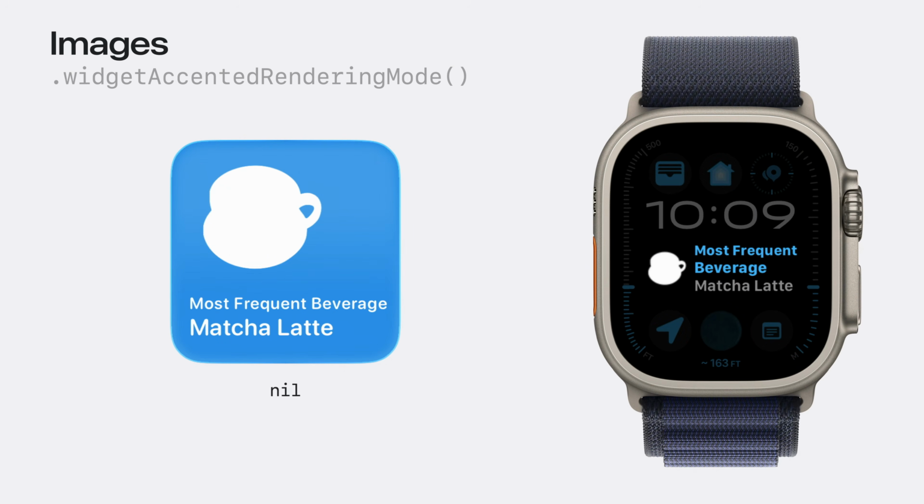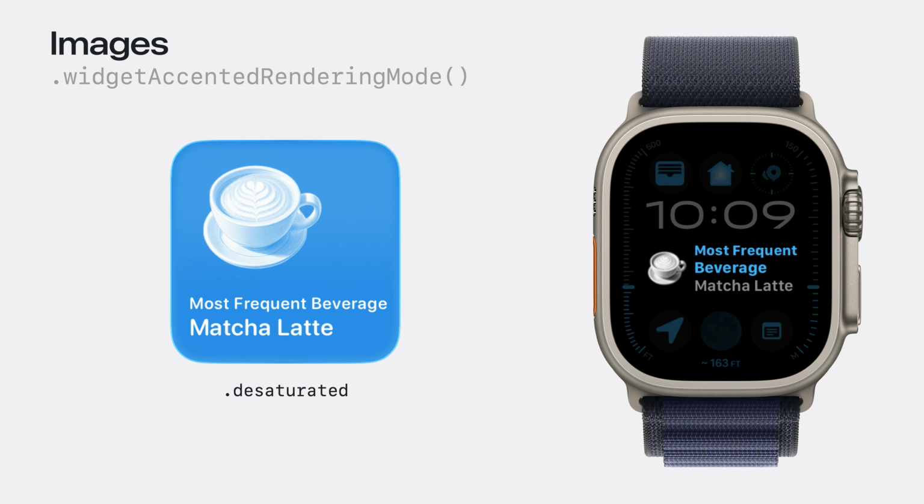For widget accented rendering mode, passing in nil is the same as not applying the modifier at all. It applies the primary content color to the image. For both my iOS and watchOS widget, this makes my image completely white. Passing in accented tints the image to the accent color. On iOS and macOS, both primary and accent colors are white, making my image white. On watchOS, the accent color matches the color on the watch face, making my watchOS widget's image blue.